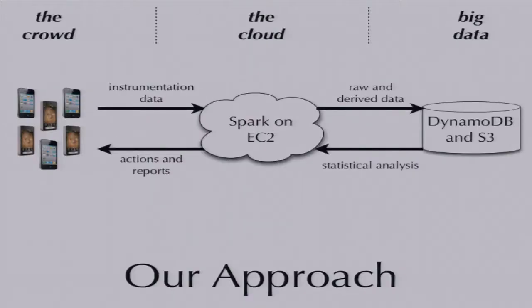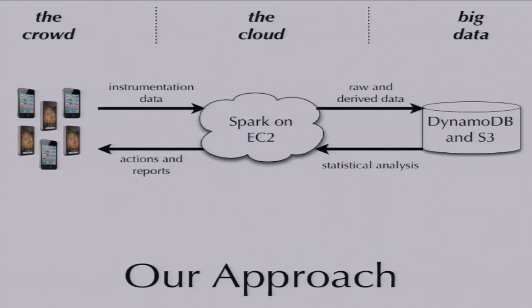It's a collaborative approach. So this is the infrastructure that we use. We take devices, stock devices running in the crowd, and we have a mobile app that users run on those devices. And these apps send us instrumentation data from the mobile devices, like tablets and smartphones. We run an analysis written in Spark that's running on Amazon's EC2. We have data that's stored in both Dynamo and S3 for various purposes. And the result of this analysis are actions and reports that we send back to users.